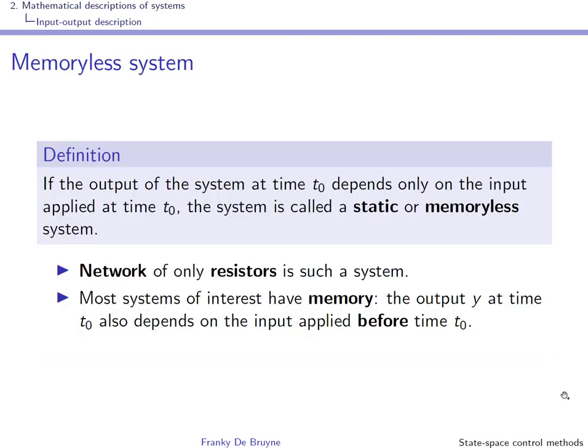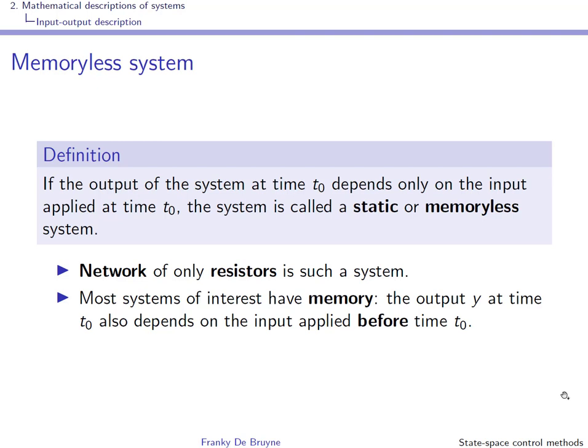A system is called static or memoryless if the output of the system at time t0 depends only on the input applied at that same time t0. This is the case, for example, for a network that involves only resistors. Of course, most systems of interest that will be tackled in this course have memory. We speak of dynamical systems.